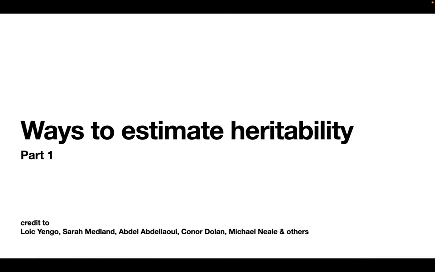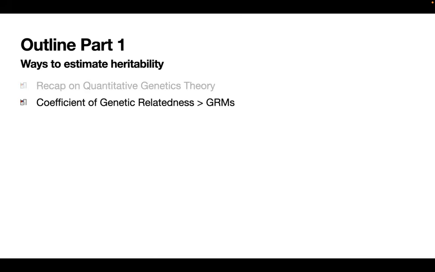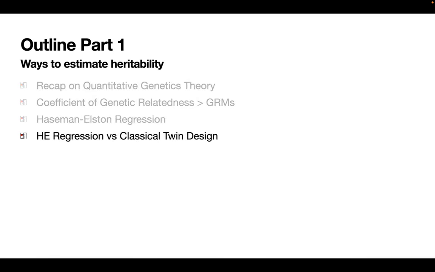So let's start with part 1, ways to estimate heritability. Here is a brief outline. We will first recap some quantitative genetics theory, refresh the concept of genetic relatedness, reintroduce the Haseman-Elston regression and its relationship to the classical twin design.